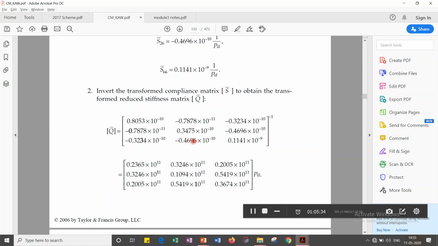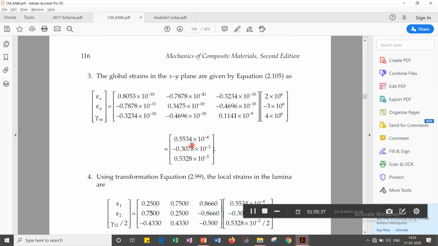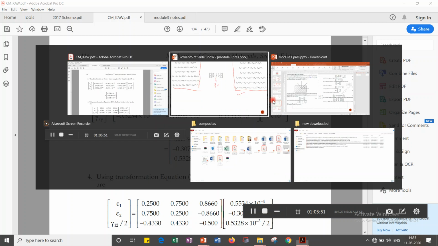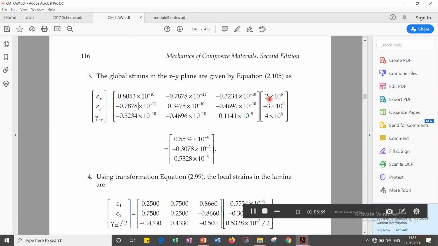If you substitute that in this equation, then the global strains are given by a 3x3 matrix multiplied by the stresses value. Stress is already given in the problem: sigma x is 2 into 10 raised to 6, sigma y is minus 3 into 10 raised to 6, and tau xy is 4 into 10 raised to 6. If you do the matrix multiplication, we are going to get global strains in the xy direction. So the first part is over.